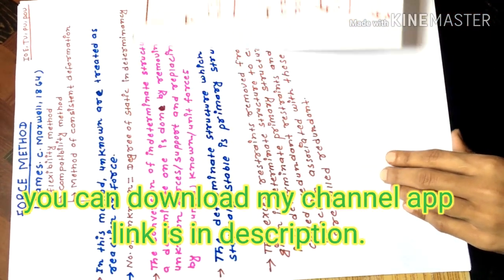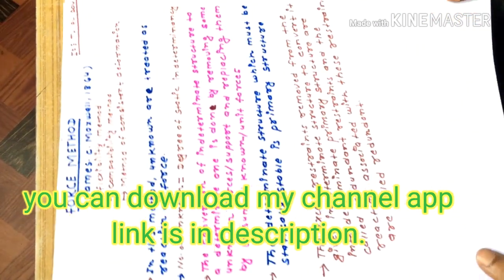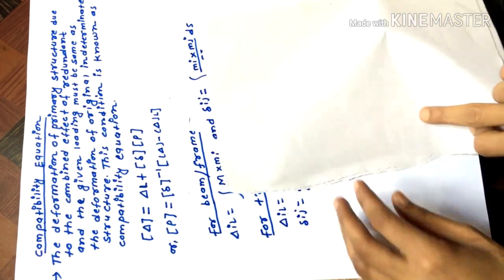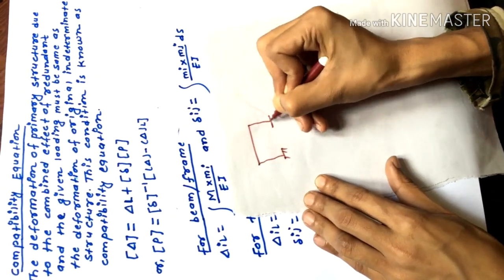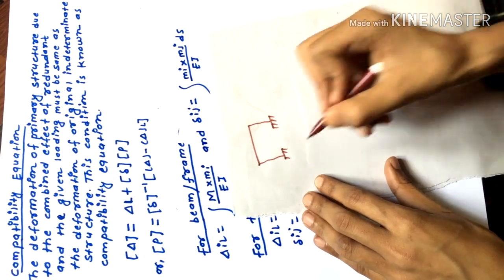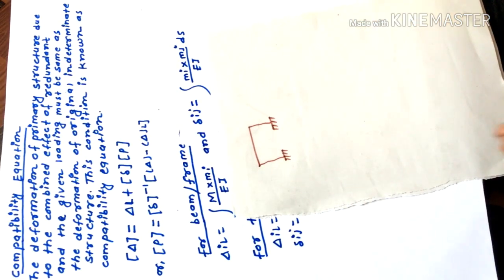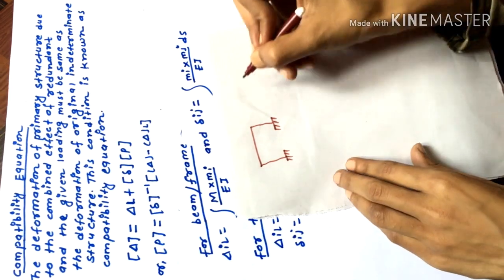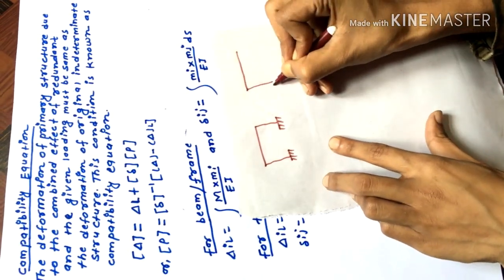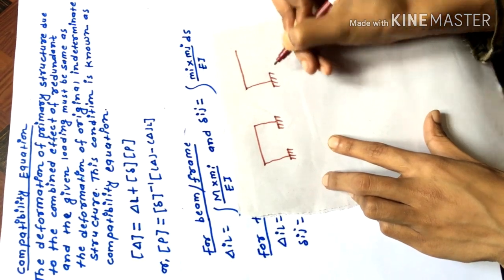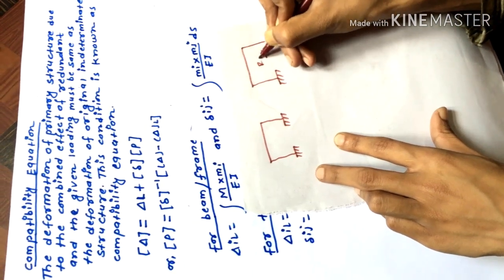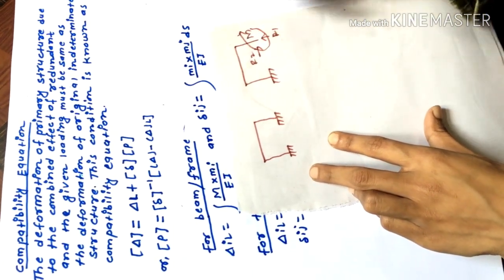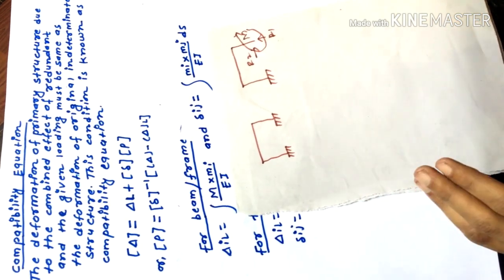Let me clear you about the compatibility equation, which is very important in the force method. Let me clear you through an example. If this is a frame, an indeterminate structure, here the number of reactions is equal to 6. So the number of unknowns is equal to 3. This is an indeterminate structure. Now let me change this structure into a determinate one. It depends on you how you choose the redundant: R1, R2, and one moment, that is M. This is the primary structure.